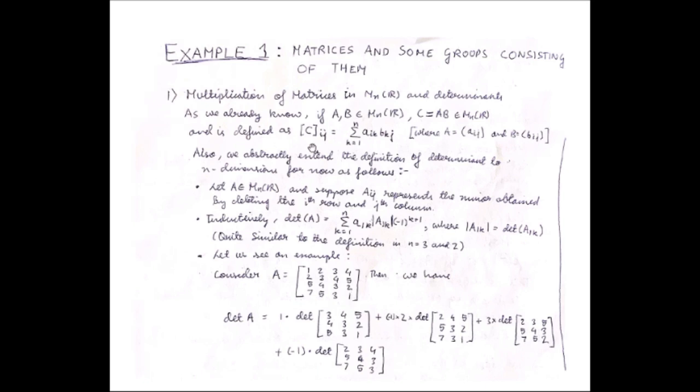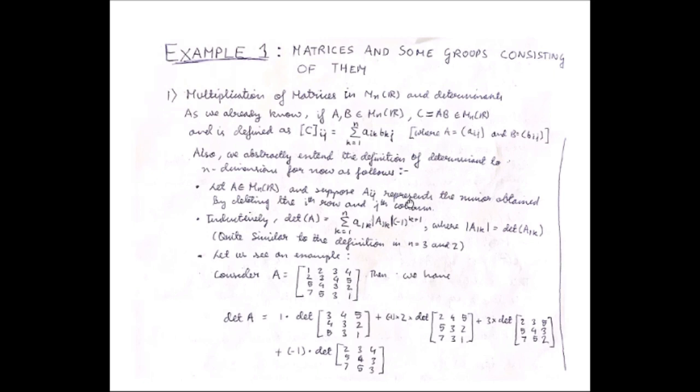So that's how we define matrix multiplication, and I hope all of you are comfortable with it already, because it was also a part of our syllabus in the examination. So now we abstractly extend the definition of determinants to n dimensions in MnR. We already know it for 2 and 3. You might have also seen it for 4, but let's consider it for n.